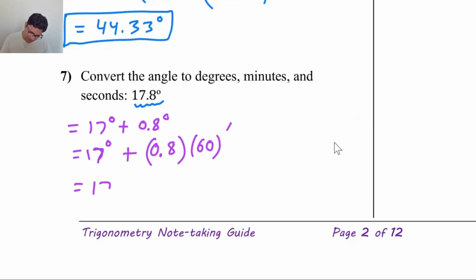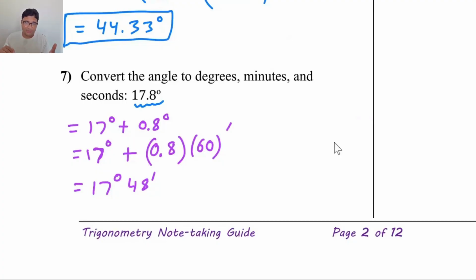And that would be 17 degree. And 8 times 6 is 48. You can do that again in calculator. Okay. 48 minutes. And we're done. See, 48 minutes is less than 60 minutes, so it is less than a degree. So we're done here. Okay.